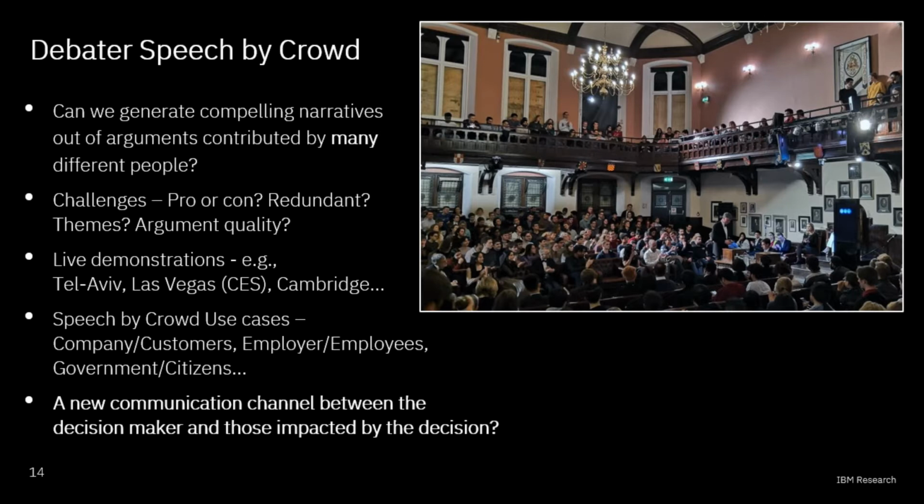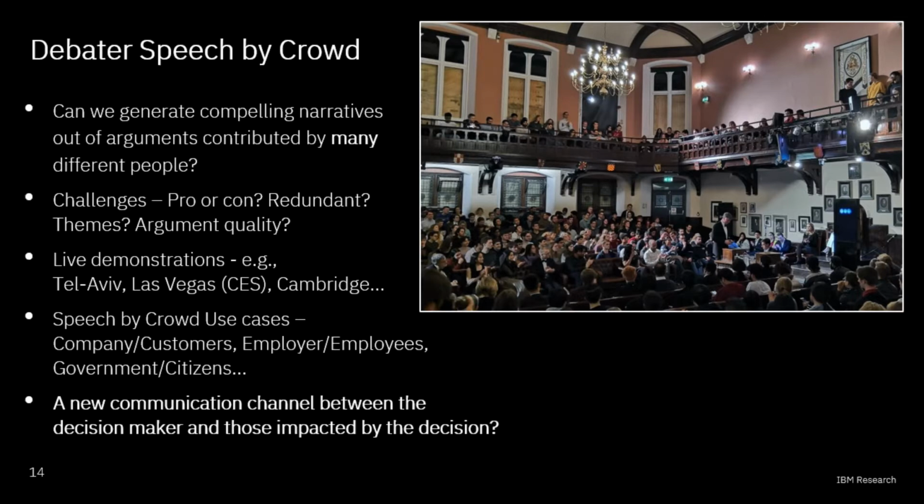So first, we need to automatically identify the stance of each argument, so we will place it in the correct narrative. We also need to expect that different people will make the same argument only using different words, so we need somehow to automatically identify these paraphrases and remove this redundancy. In addition, we need to automatically identify the underlying themes that will spontaneously emerge from all these individual contributions.